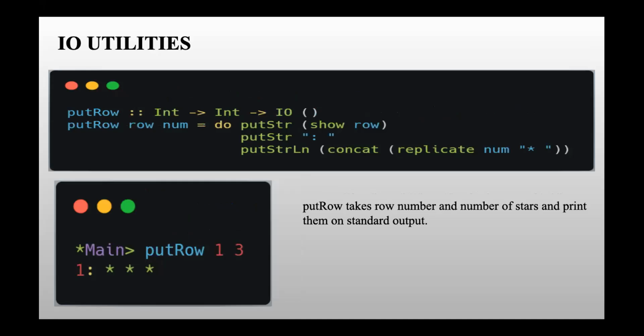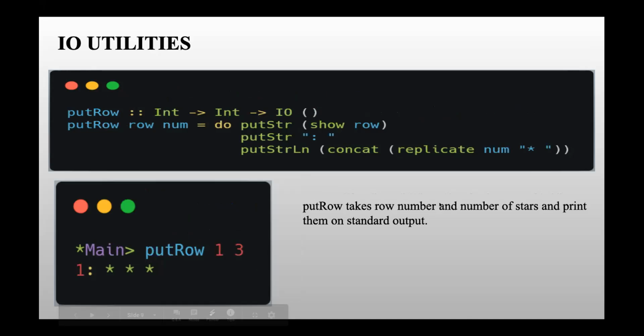Next, Richa will continue with IO. I'll be continuing with IO utilities. So basically, it is for taking the input and displaying the output on the standard output from the user.